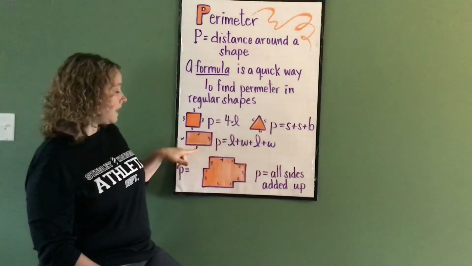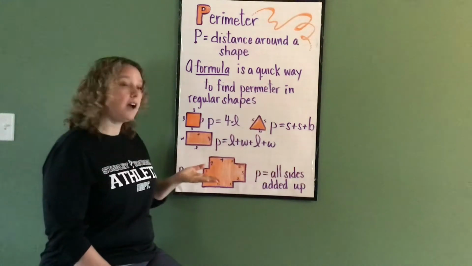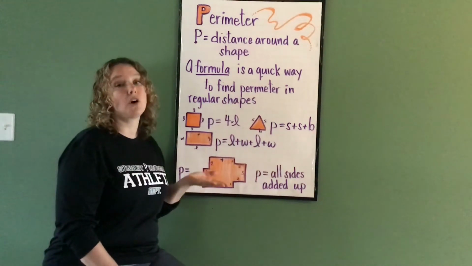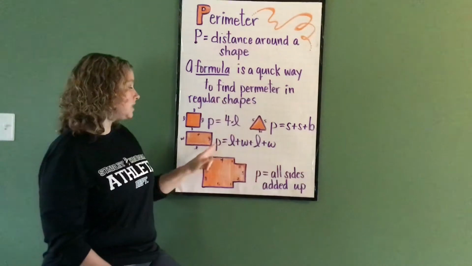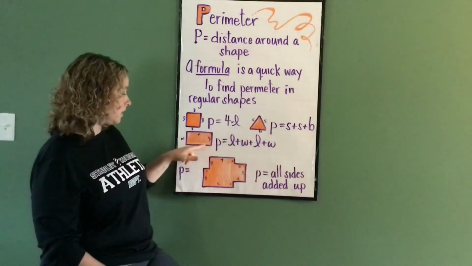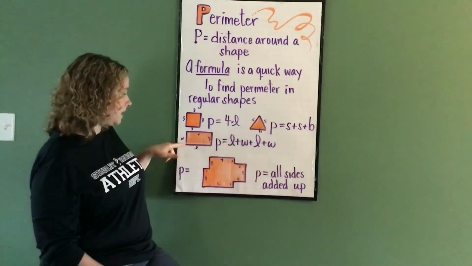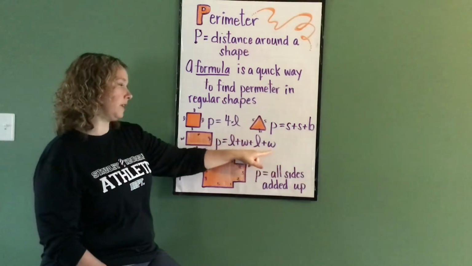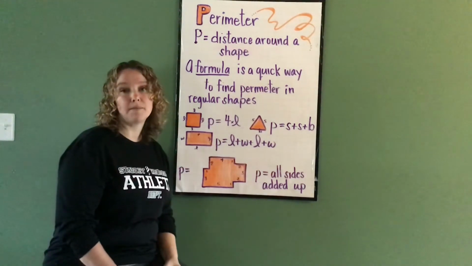Okay, rectangles, same thing, except you can't multiply it by 4 because all the sides aren't equal. So I just go perimeter is equal to length, which is the long one, plus width, which is the side one, plus length plus width. Okay, and so you're basically just adding up the sides.